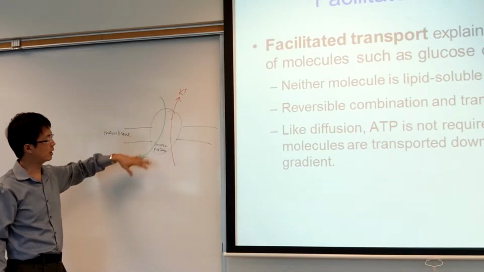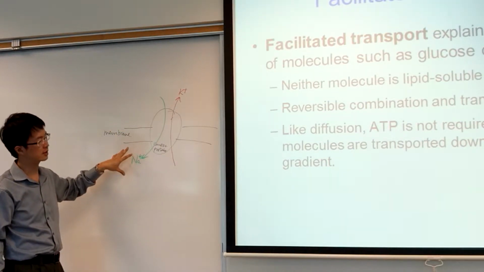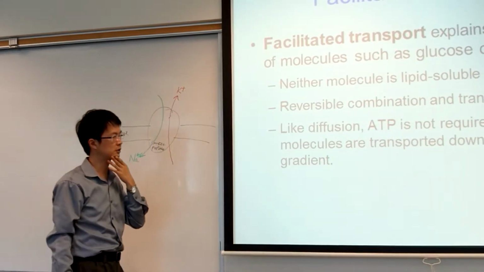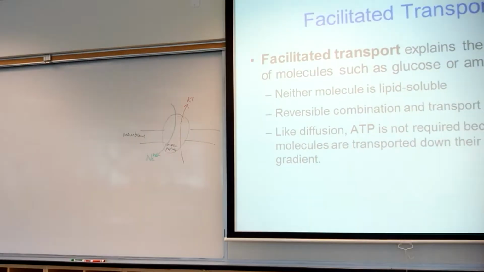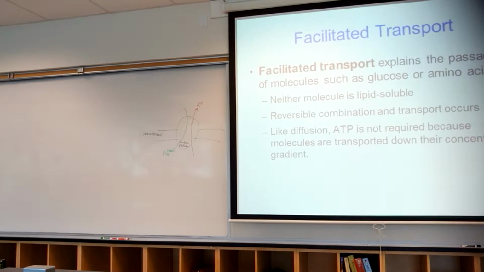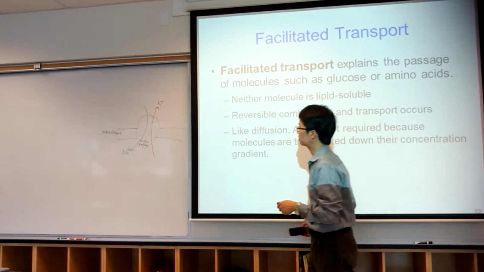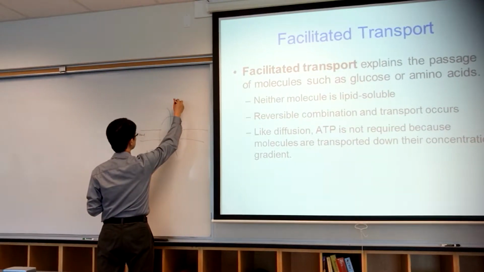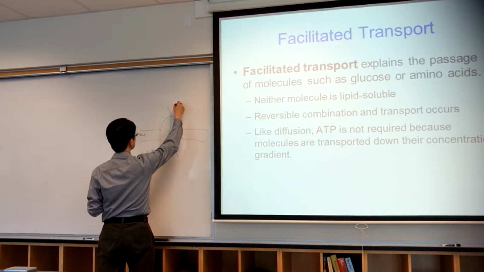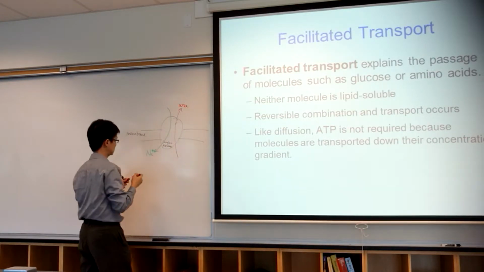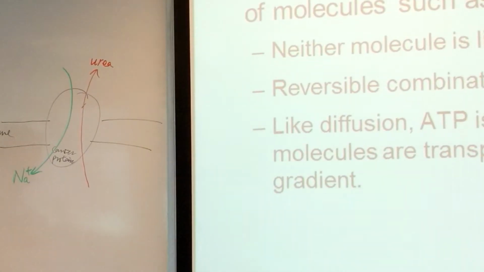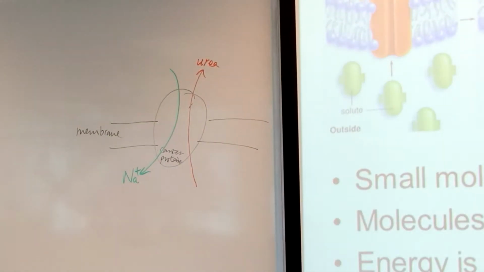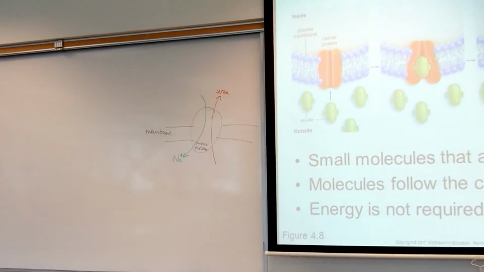It will carry one molecule or one ion into the cell, and at the same time carry another ion or another molecule outside of the cell. That's what we call reversible combination. Actually, it should be glucose. Oh, urea. Okay, that makes more sense. So this is what it means.